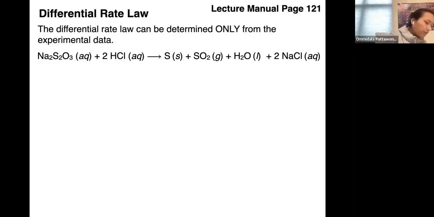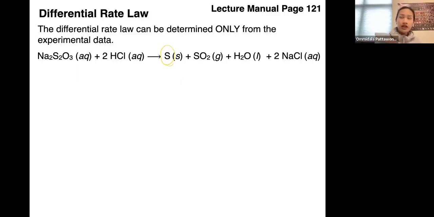So this comes only from the experimental data. Let's take a look at this. This reaction is what we saw in the lecture demo in the previous video. This reaction is between sodium thiosulfate and hydrochloric acid, which forms solid sulfur. This is yellow in color.